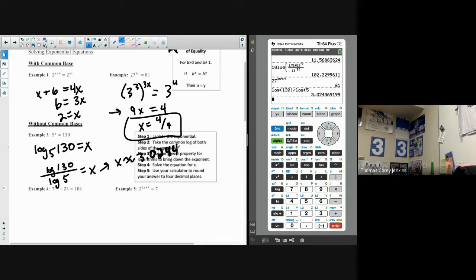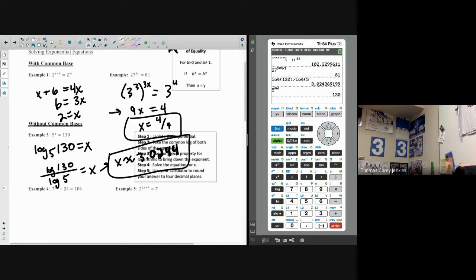3.0244. And again, you can always check, is my answer going to be exact here? No. If I want it to be exact, I can just do 5 to the power of, and then insert my answer. And then I see that it is 130. So 5 to the power of this exact number is equal to 130 by the change of base formula.